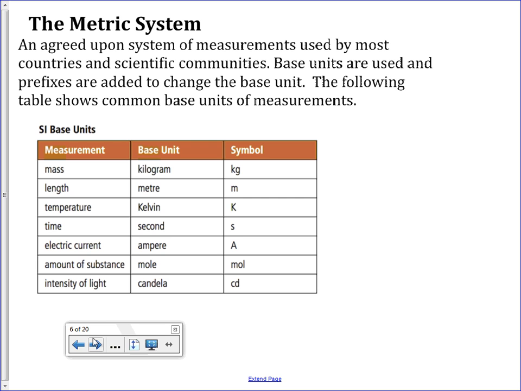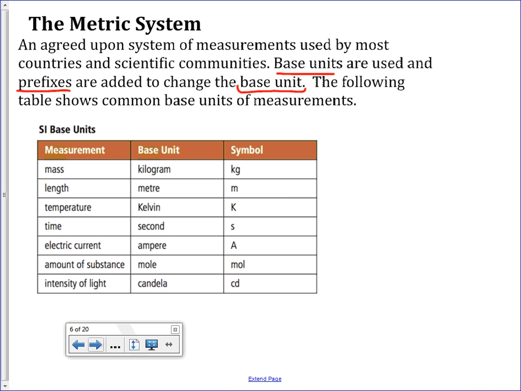Next part, we are going to talk about the metric system and how we convert between units within the metric system. So what is the metric system? Metric system is an agreed upon system of measurements used by most countries and scientific communities. Here in Canada, we use the metric system for our distances, for our masses, etc. Now, within the metric system, base units are used and prefixes are added to change the base units.